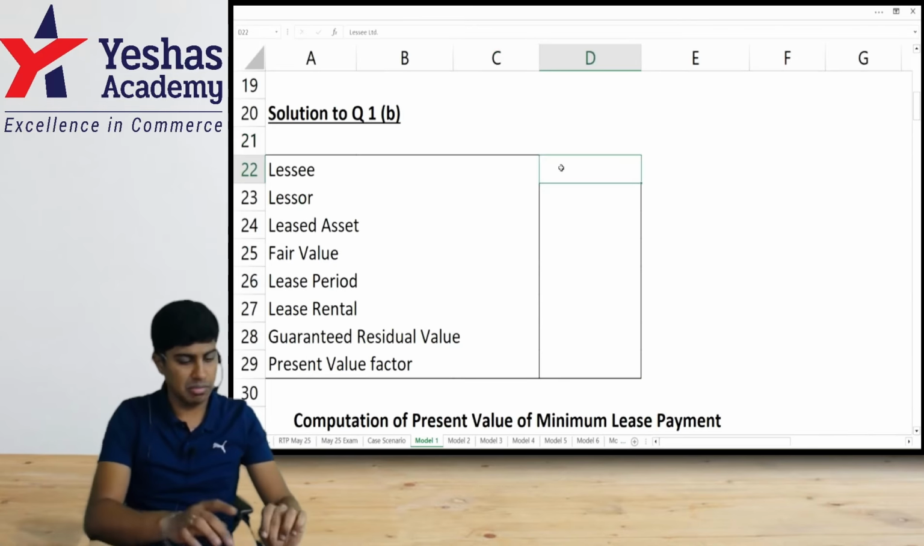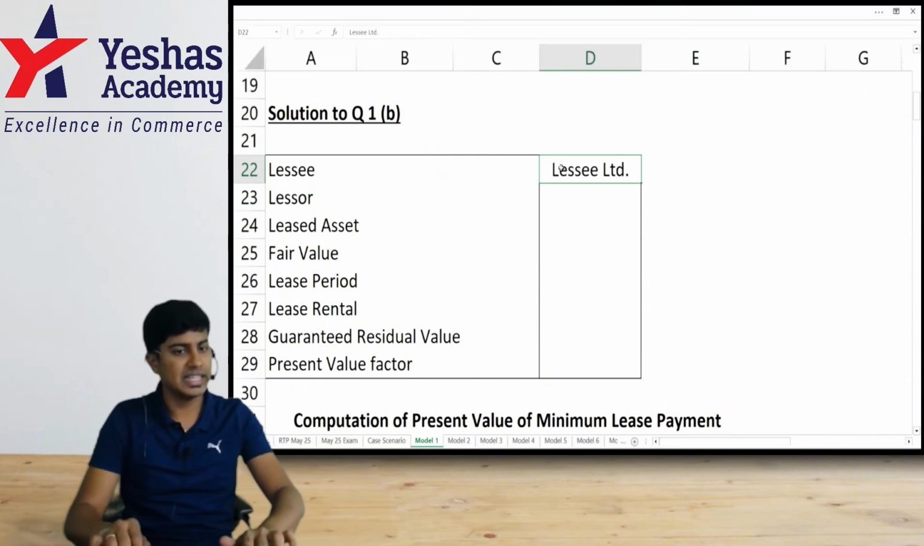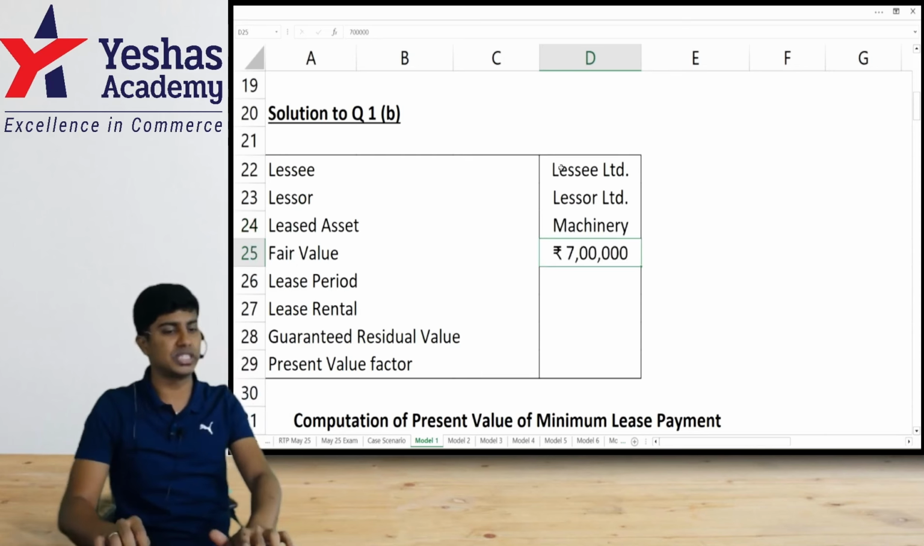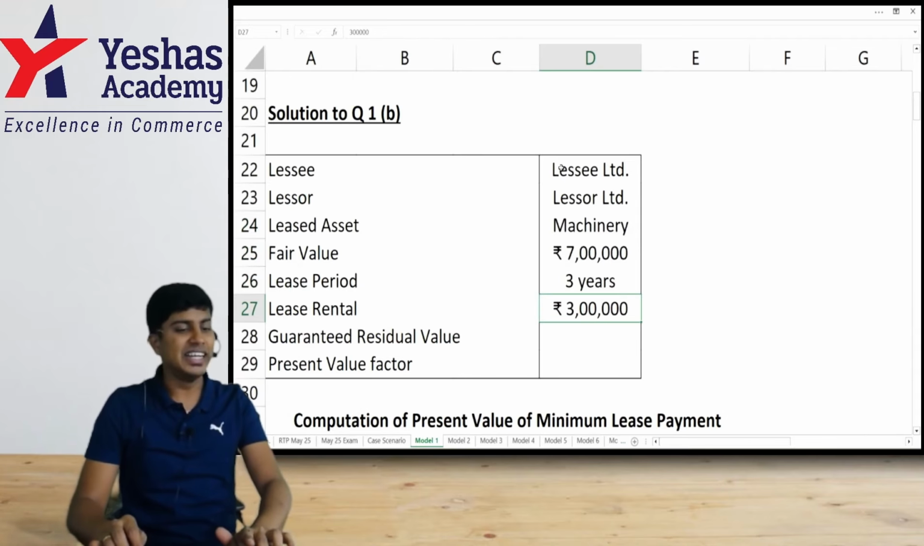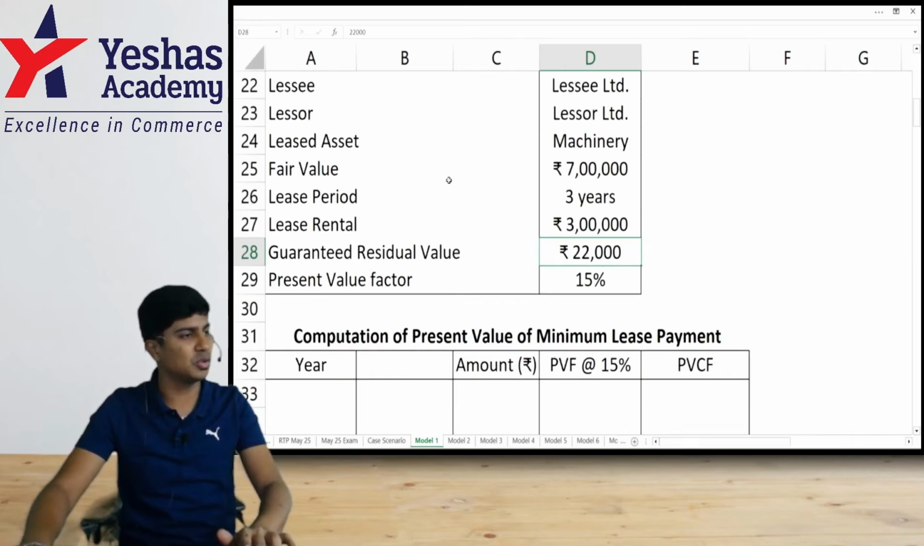Observe. Lessee name is Lessee Limited. Lessor name is Lessor Limited. Leased asset machinery, fair value 7 lakh. Lease period 3 years. Lease rental 3 lakhs. Interest rate 15%. Guaranteed residual value 22,000. I wrote all the data required so that we don't have to go back to the question.